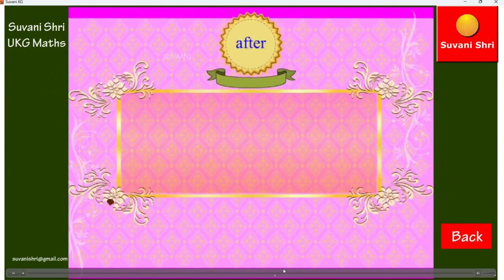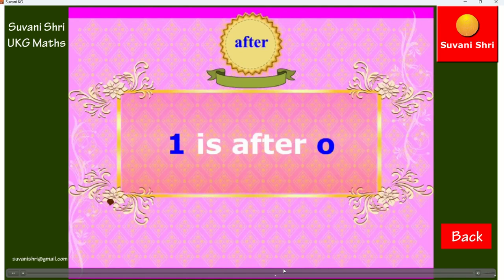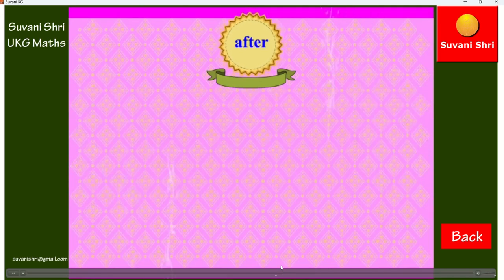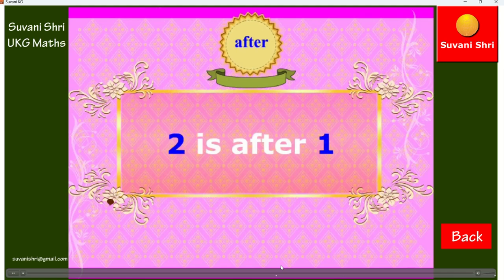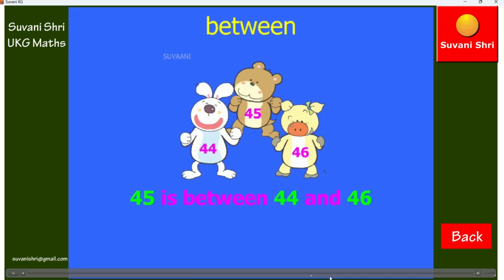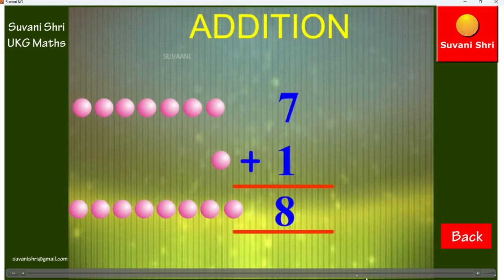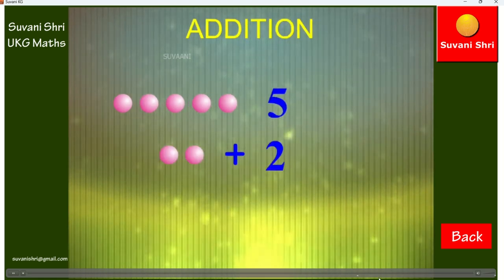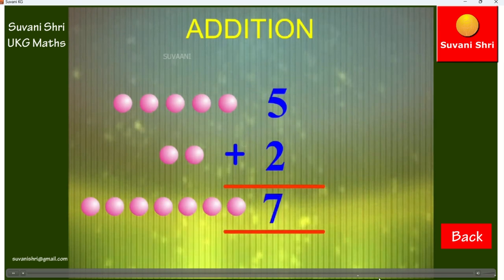Let us learn about after. 1 is after 0. 2 is after 1. 45 is between 44 and 46. 1 is equal to 8. 5 plus 2 is equal to 7.